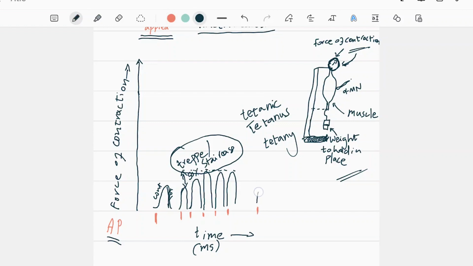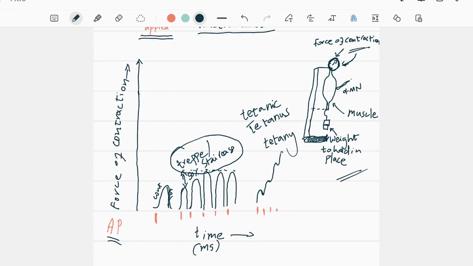Anyway, what happens here is I give an action potential and I get a contraction, the twitch. Before this muscle completely relaxes, it's partially relaxed here, I give another action potential. Now what's going to happen? I'm going to get a stronger generation of force. Now I give another action potential, and that causes a higher generation of force. Again, one more should cause a little more.